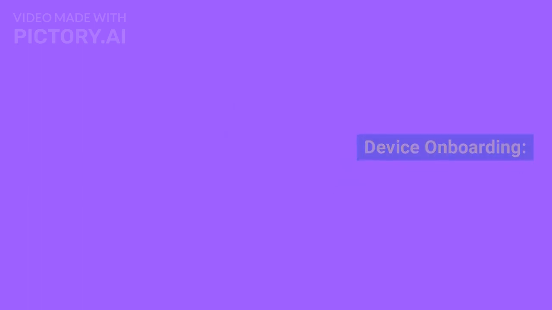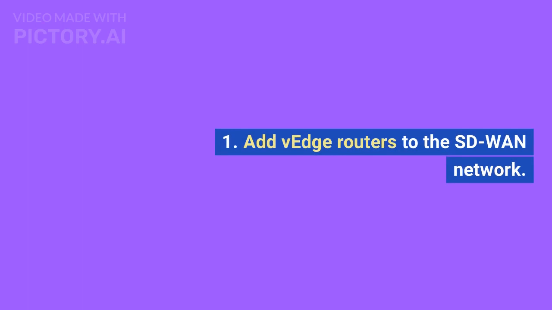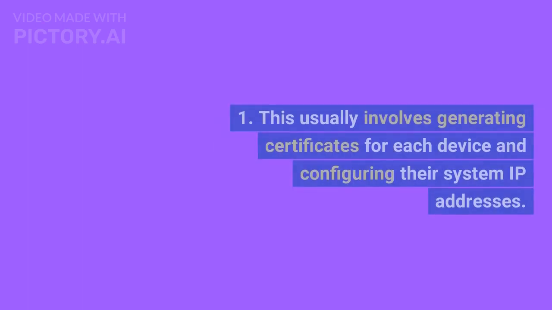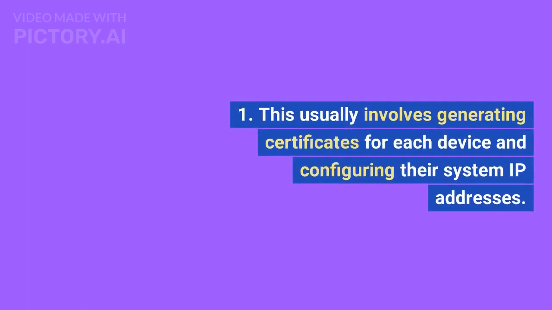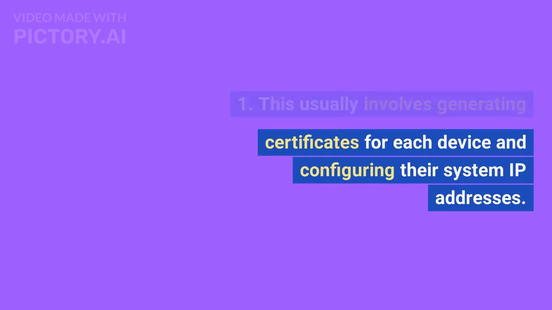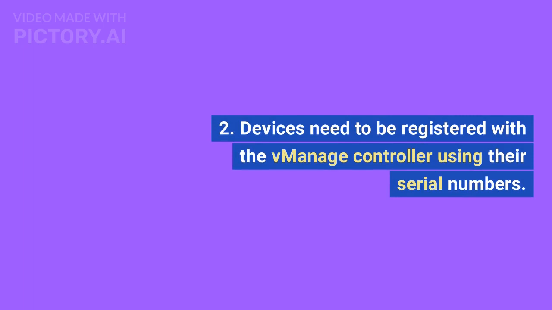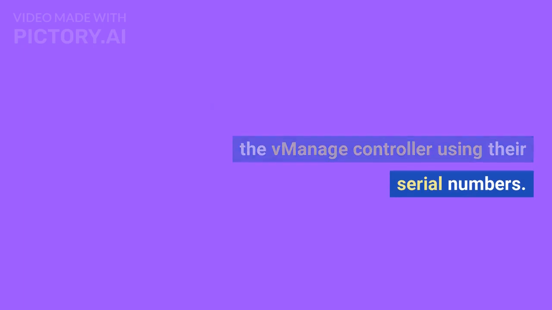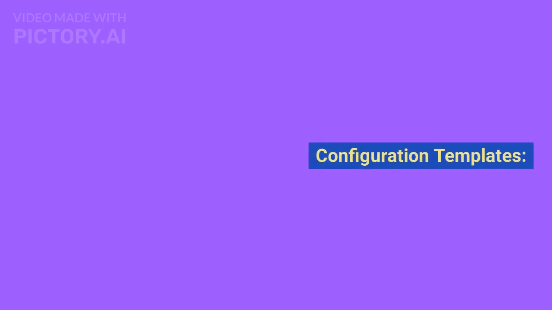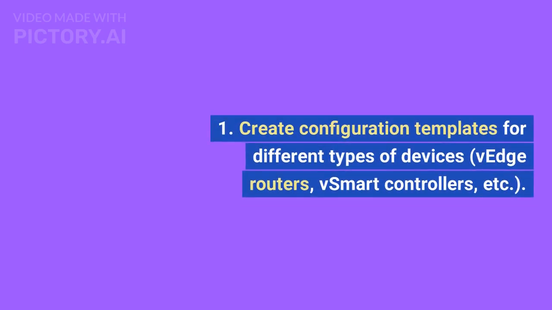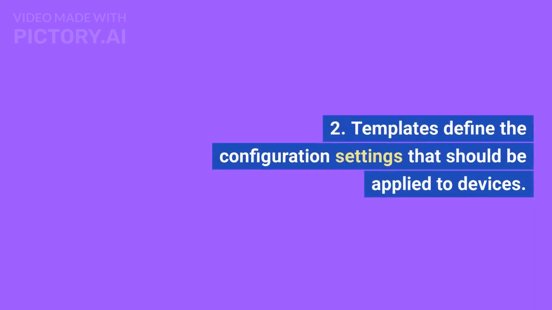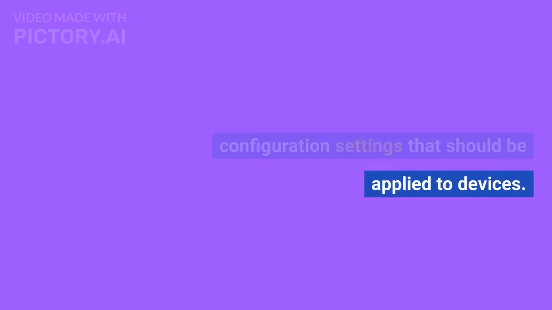Device onboarding. 1. Add vEdge routers to the Sdwan network. This usually involves generating certificates for each device and configuring their system IP addresses. 2. Devices need to be registered with the vManage controller using their serial numbers. Configuration templates. 1. Create configuration templates for different types of devices, vEdge routers, vSmart controllers, etc. 2. Templates define the configuration settings that should be applied to devices.